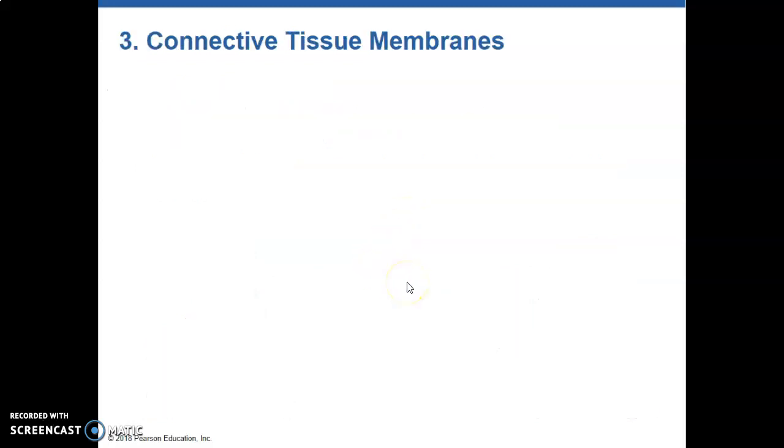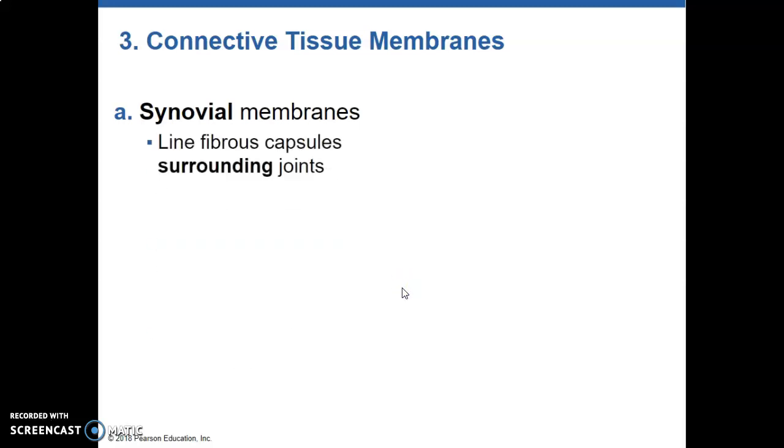And finally, we have connective tissue membranes. Synovial membranes are the only example of connective tissue membranes. Synovial membranes line fibrous capsules that surround joints. They also line bursa. Bursa are little sacs of fluid that we have in synovial joints, and they cushion the joint. And they also line tendon sheaths.